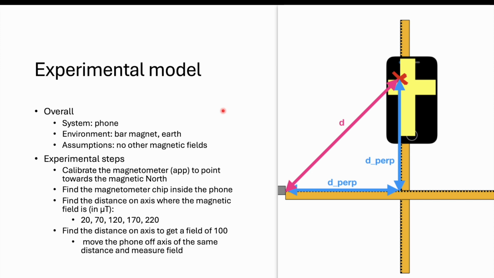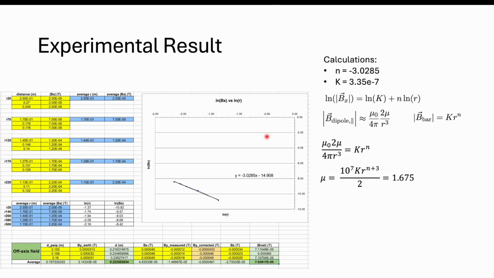So here's the experimental model. The system is the phone here, the environment is the bar magnet here, and the earth that is below here. And the assumption is that there are no other magnetic fields in the area. So the steps are first calibrating the phone and finding the chip of the magnetometer in the phone as an app. And then we'll have to find the distance on the x-axis where the magnetic field is 20, 70, 120, 170, and 220 microteslas. And then we'll have to find the distance for 100 microteslas, and then raise up the same value, and then measure the field there. So here are the results.